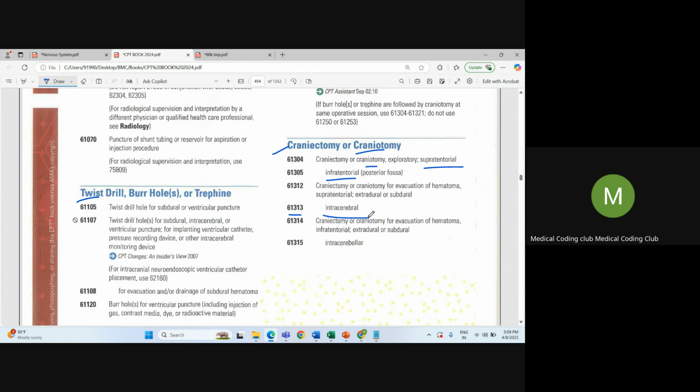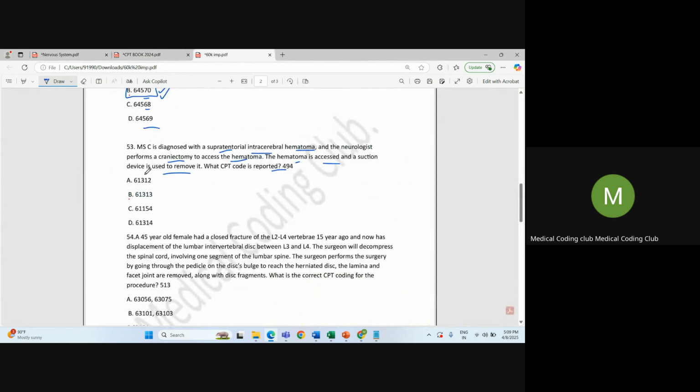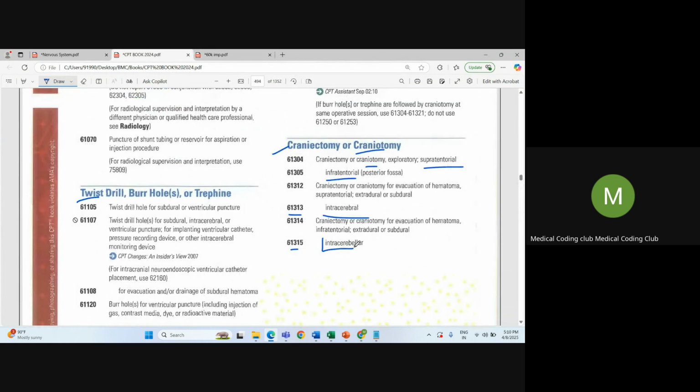61313 is intracerebral. 61315 is intracerebellar. This is cerebral and this is cerebellar. Cerebral or cerebellar, we have to check. I forgot what they've done in our question. Yes, they did intracerebral hematoma. So for intracerebral, 61313 is the answer.